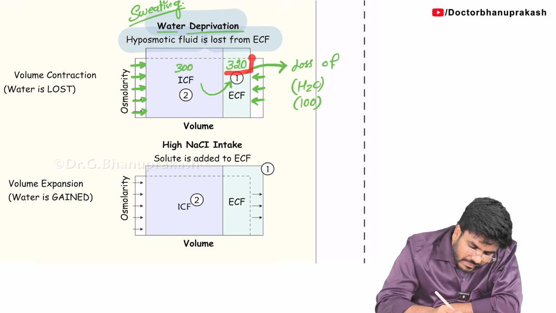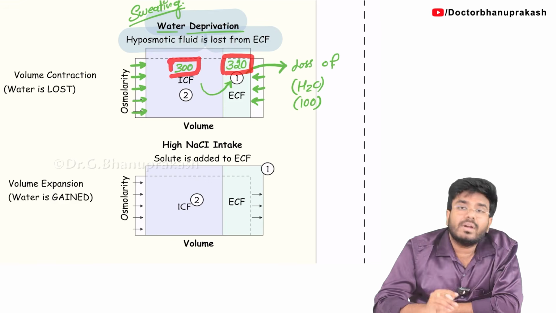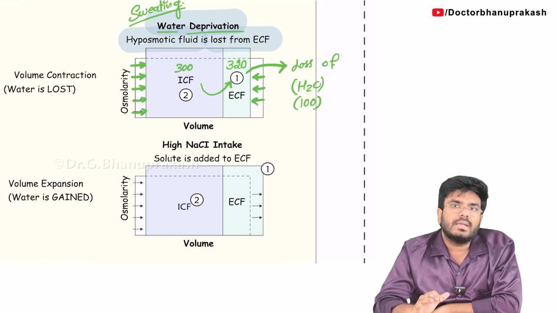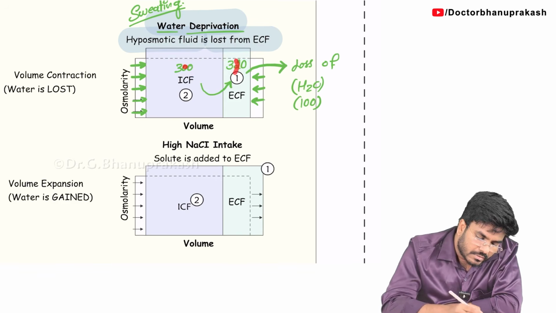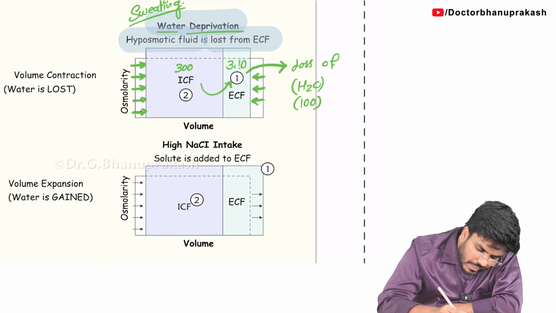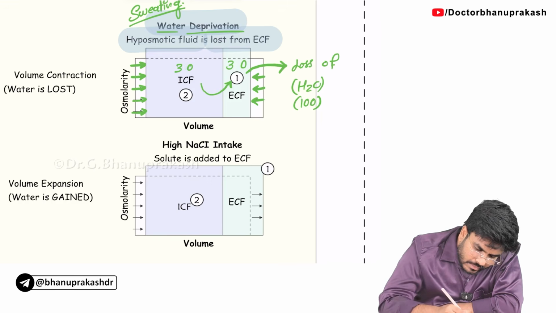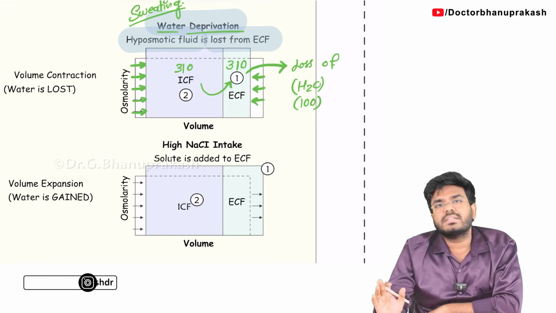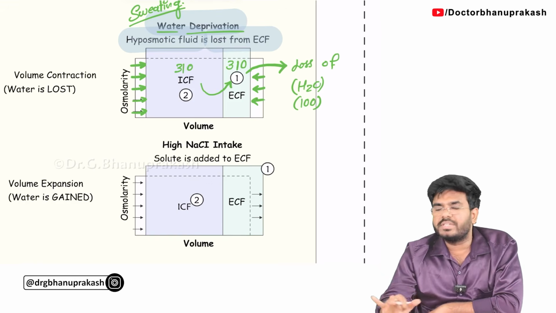So what is the equilibrium point between 300 and 320? The middle point, 310. So till the time the osmolarity becomes 310, fluid shifting will occur. Once it is 310, the fluid shifting will stop.